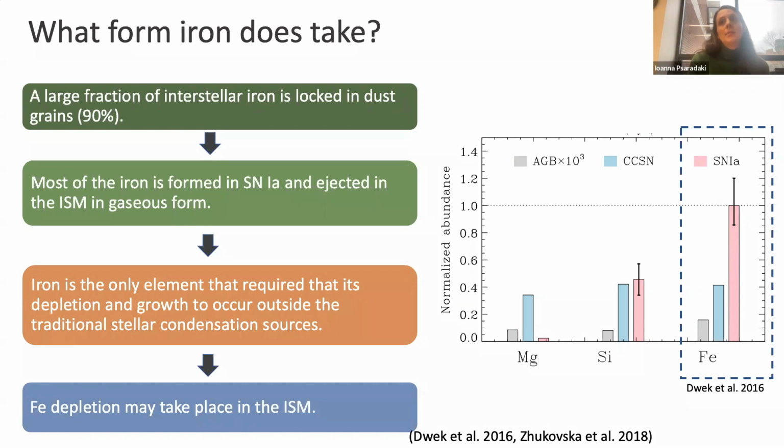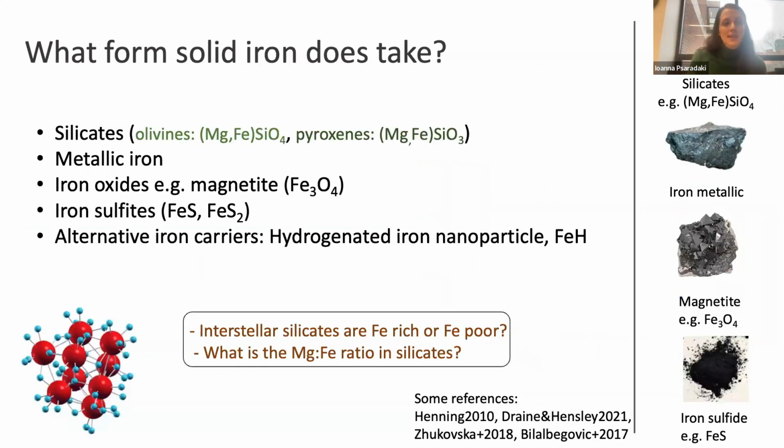And it has been hypothesized that most of it is ejected into the ISM in gaseous form, so the depletion should take place in the ISM. And the question is how it gets condensed into solids and which form it takes. What are basically the chemical formulas that include iron? We know that iron can be found in silicates in the forms of olivines or pyroxenes. It can also be in metallic iron, either in free metallic iron particles or inclusions in silicates.